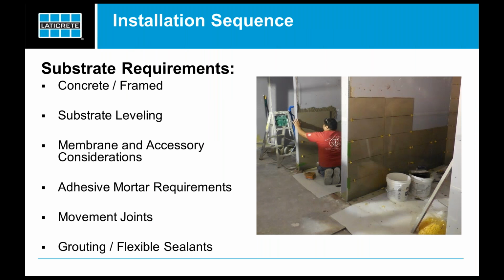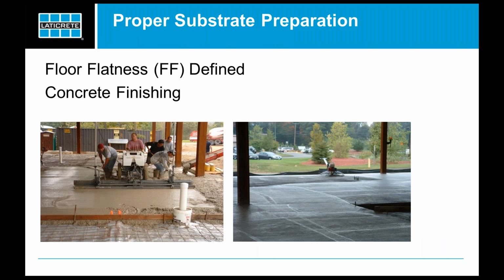So let's get into the installation sequence, and we're now going to talk a little bit about some of the Laticrete products that can also be used with these installations. The first thing is we want to make sure that we have a good substrate, right? We're going to talk about the differences between concrete and framed substrates. We're going to go through surface preparation and leveling. We're going to talk about certain accessories: maybe waterproofing, crack isolation, sound control, something else that might have to go in there, maybe even floor warming. And then, what are the adhesive mortars that can be used? And then we're also going to talk a little bit about grout and movement joints as well. So that's pretty much the sequence.